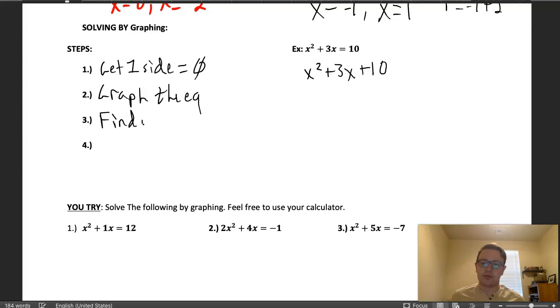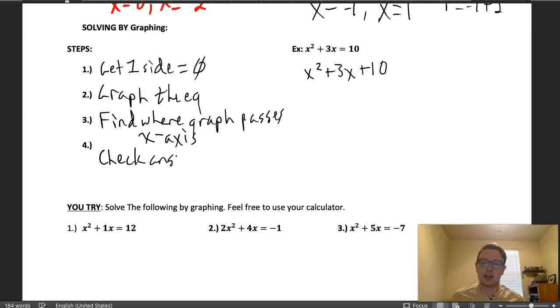Find where the graph passes the x-axis. And then step 4 is going to be to check our answer. So let's go ahead and graph x squared plus 3x plus 10 is equal to 0 in our graphing calculators. See where that gets us.